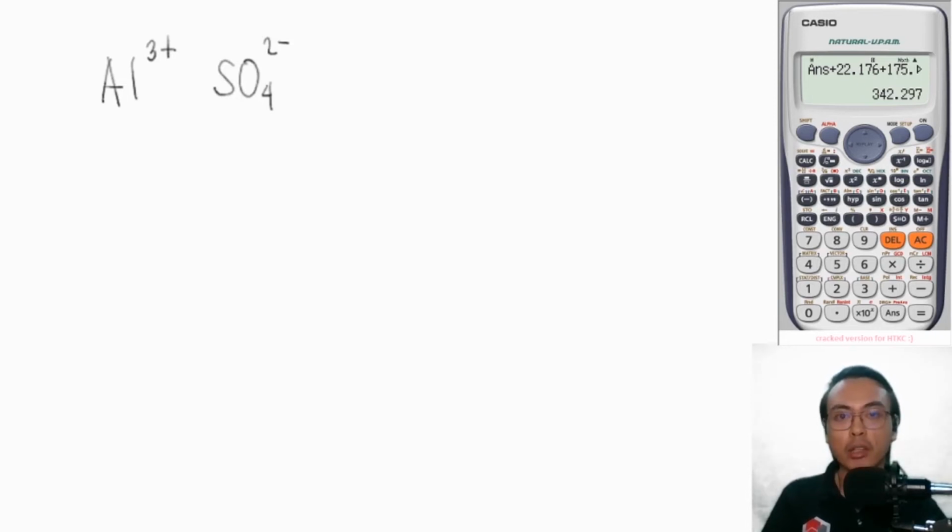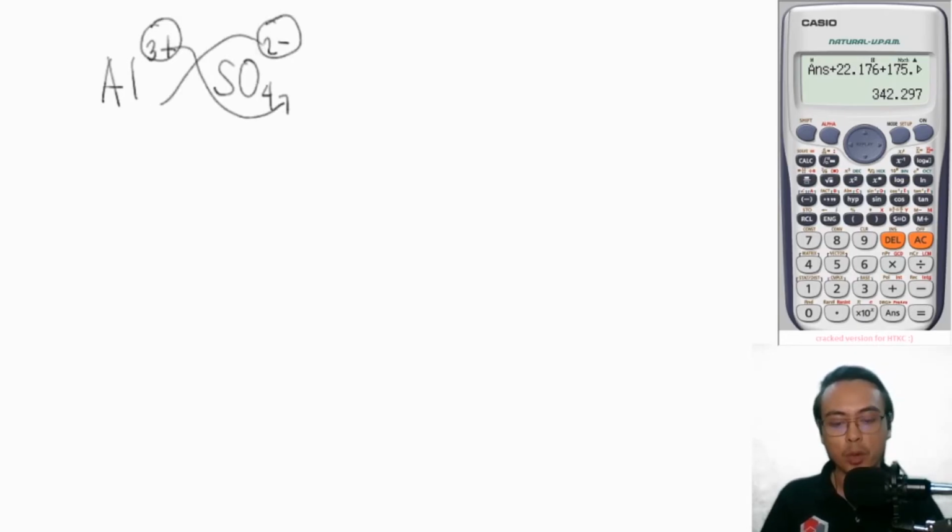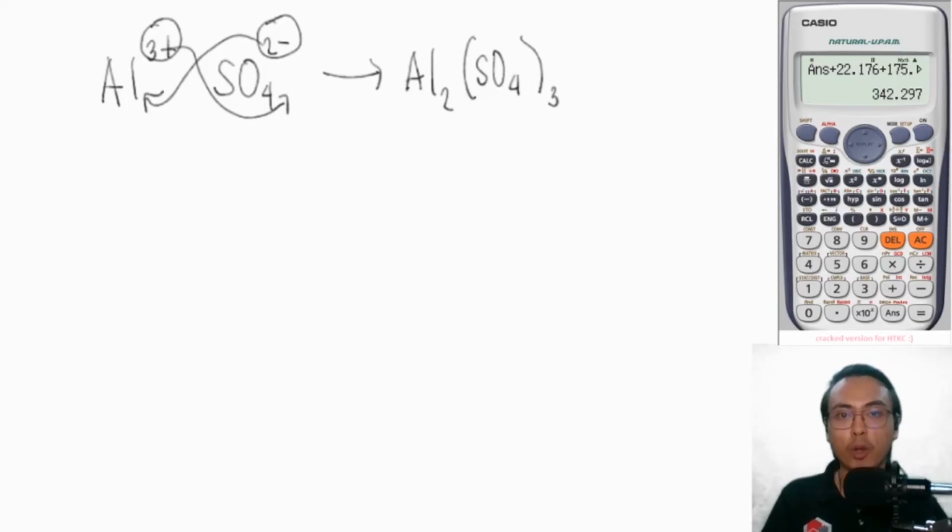So if we're going to apply the crisscross method, we drop the signs and then the 3 goes to the sulfate and then the 2 goes to the aluminum. Our formula becomes Al2(SO4)3. This is the chemical formula of aluminum sulfate. Now we can determine the percent composition of the elements. We have three elements here: aluminum, sulfur, and oxygen. The process of obtaining the percent composition starts with determining the molecular weight of the compound. So let's first determine its molecular weight.